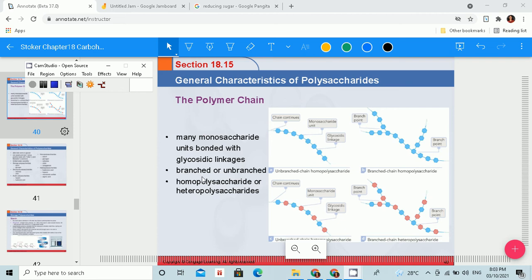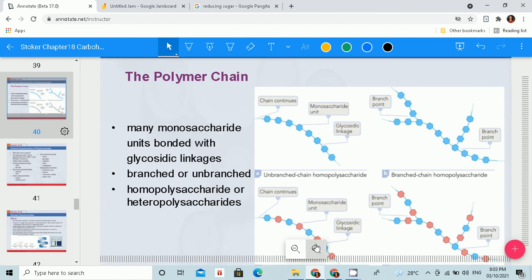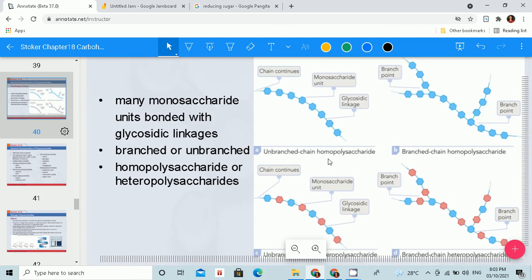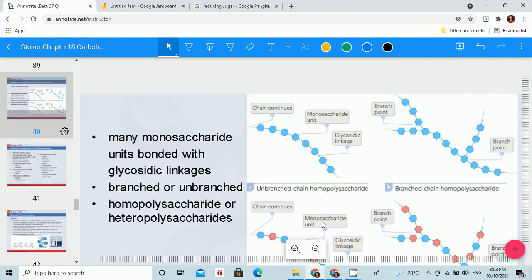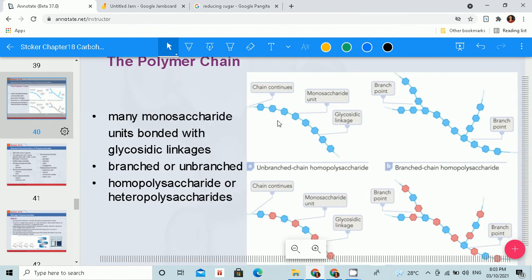And then we also have branched or unbranched polysaccharides. Branched means there's a branching that occurs, like this one. And this is unbranched. Unbranched, for example, is only a straight chain, no branches. And then we also have the branched.